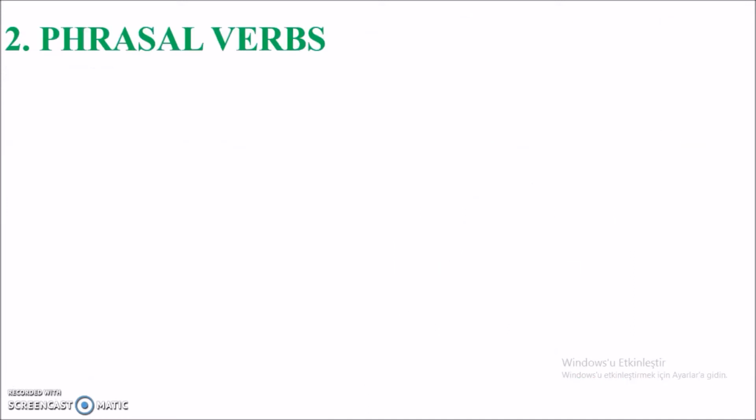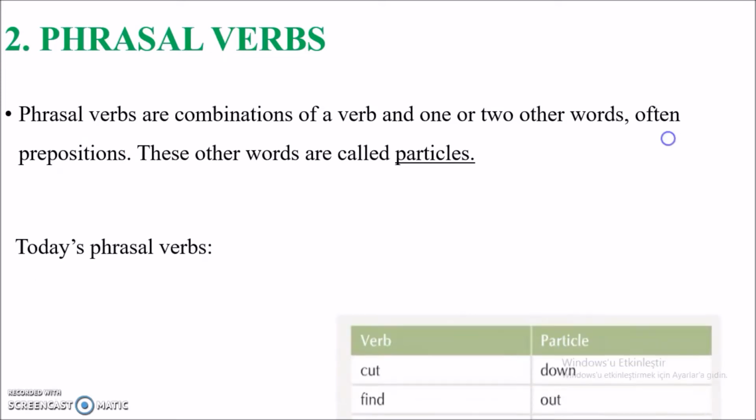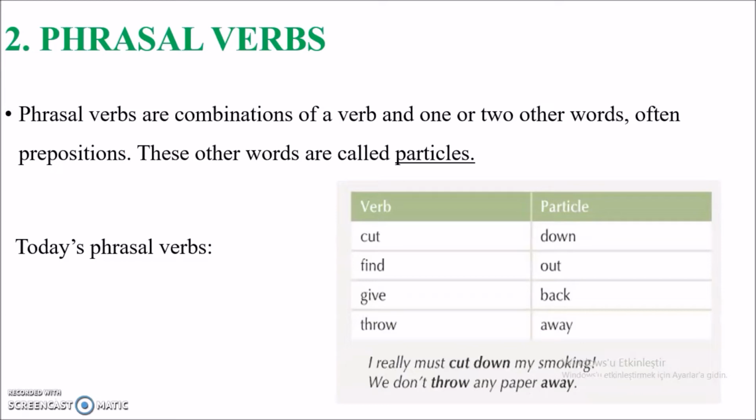Our second topic to cover was phrasal verbs. Phrasal verbs are combinations of a verb and one or two other words. These other words are often prepositions, and we are going to call these other words particles. Okay? So today's phrasal verbs are cut down, find out, give back, and throw away.